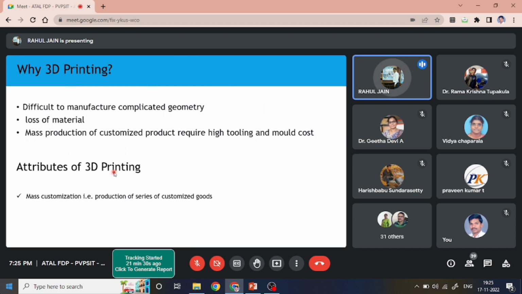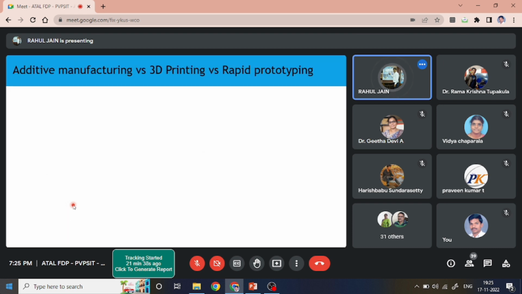So what are the attributes of 3D printing? Like I have said, mass customization, right? Production of series of customized goods. Each product can be different from the other, right? Now, there are certain terminologies which everybody uses in 3D printing process. For example, even in this particular session, at times I have used 3D printing and at times I have used additive manufacturing. So what is the difference between 3D printing and additive manufacturing, if at all there is?